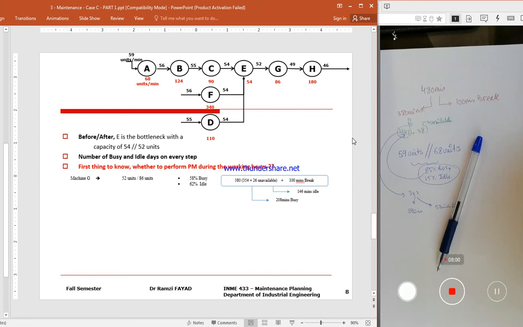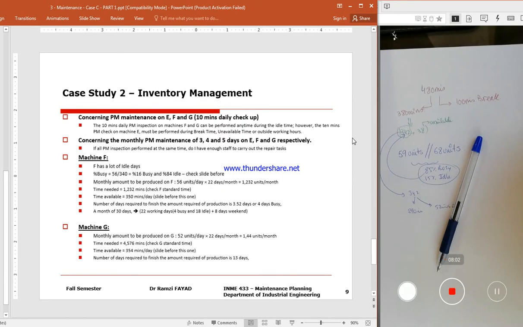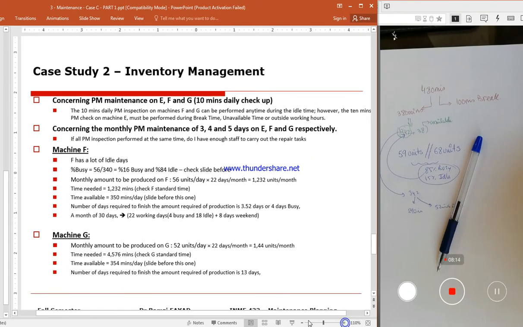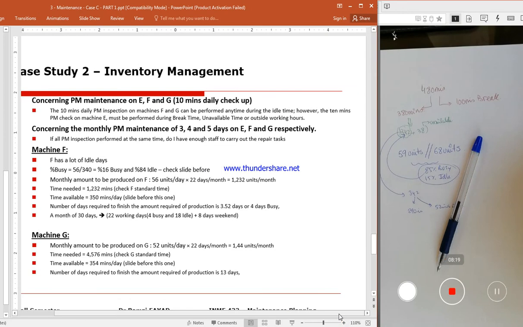So we did this for all of them. Okay, the first step: they tell me concerning preventive maintenance on steps E, F and G, a 10 minutes daily checkup. The 10 minutes daily preventive maintenance inspection on machines E, F and G can be performed during the idle time. However, the 10 minutes preventive maintenance must be performed during break time, unavailable time or outside working hours, because step E is a bottleneck step in the system.